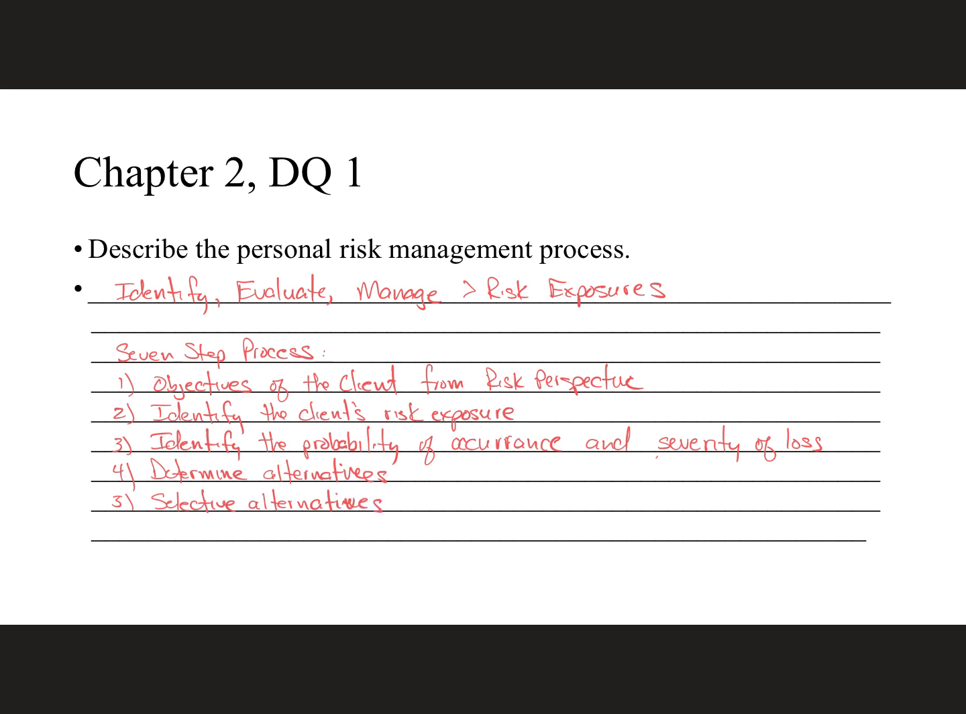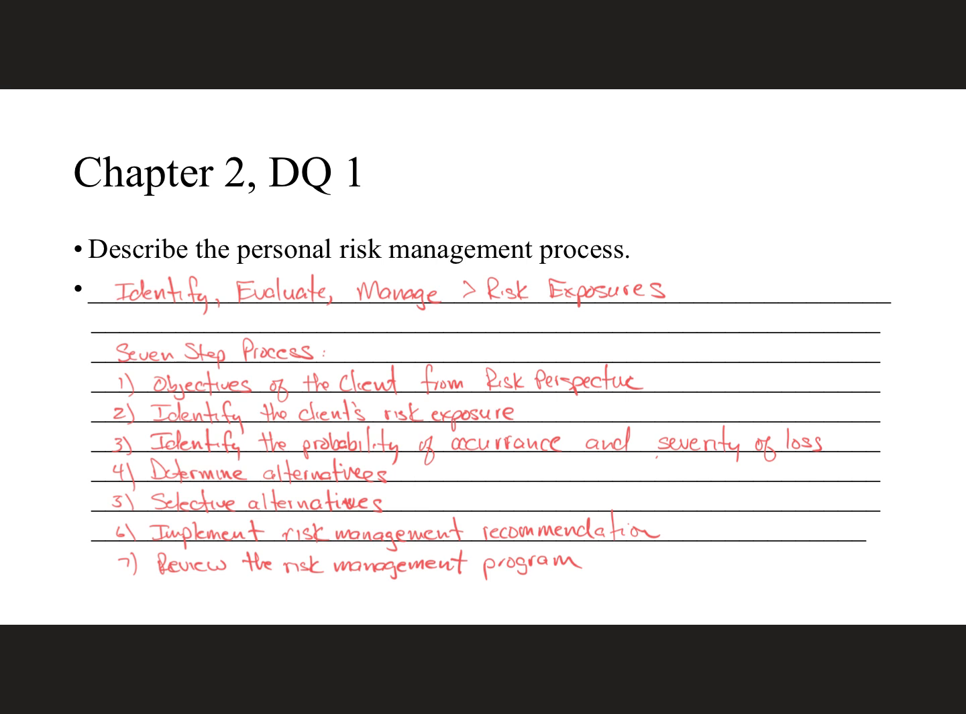You'll have to forgive my handwriting here. All right, and then number 6, we want to implement the risk management recommendations. So once we have a chance to identify the alternatives, we want to come up with what are the processes that the client should be looking for. And then we want to review the risk management program.